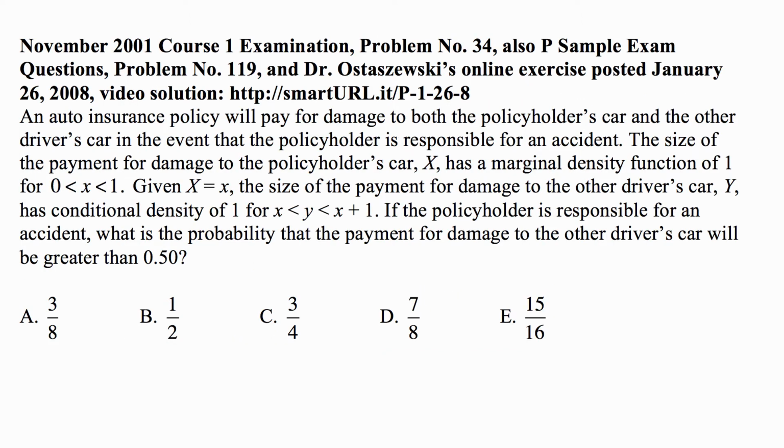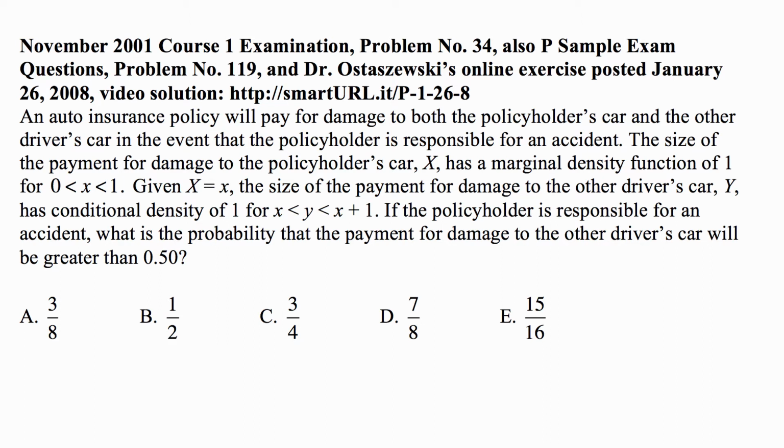Here's a problem for today, for exam P on probability. An auto insurance policy will pay for damage to both the policyholder's car and the other driver's car in the event that the policyholder is responsible for an accident. The size of the payment for damage to the policyholder's car, X, has a marginal density function of 1 for X between 0 and 1. And of course you should see immediately that this means uniform distribution between 0 and 1.